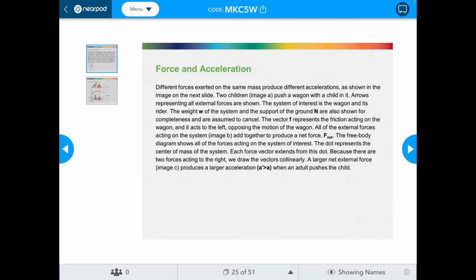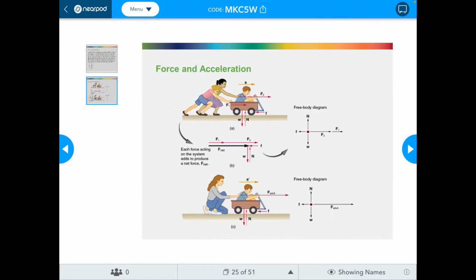Again, we talked about weight being a force before. We talked about friction a little bit. There's also something called the normal force. We're going to look at all of these other forces down the line, and we'll use them a little bit at a time. But that's what you're about to see in this picture here.